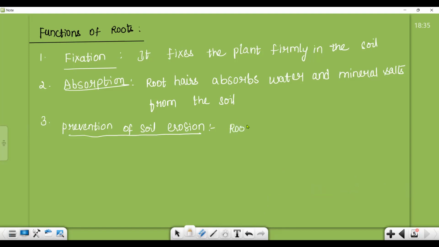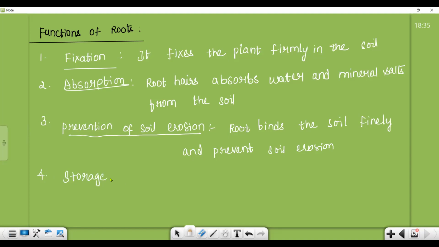You know soil erosion, Nagavine? Very good. Roots bind the soil finely. Roots prevent soil erosion; they help by stopping the loss of the outermost layer of the soil. Okay, without losing it. Next, it helps in storage.